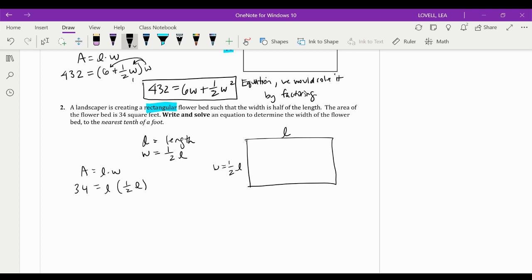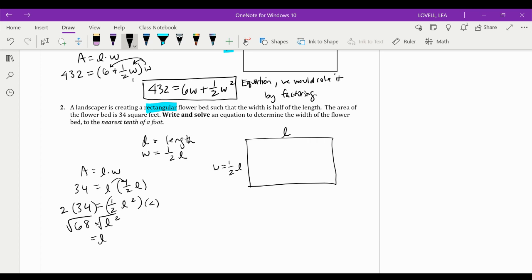So now I'm going to multiply through, and I'm going to get 1/2 L squared. Let's see. Oh no, I'm not going to subtract. I'm going to multiply both sides by 2 to clear that fraction out. And I'm going to get 68 equals L squared. So we are going to take the square root of both sides, and I get L equals, oh, the square root of 68 is not a nice number.